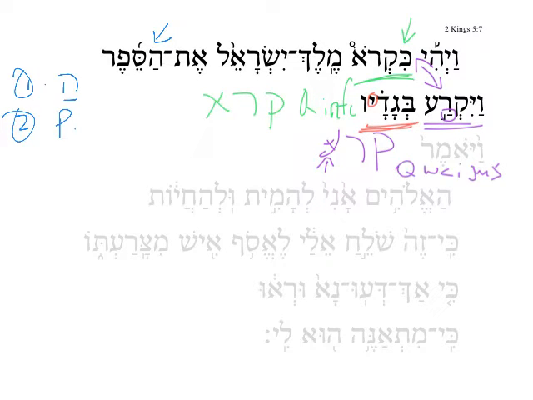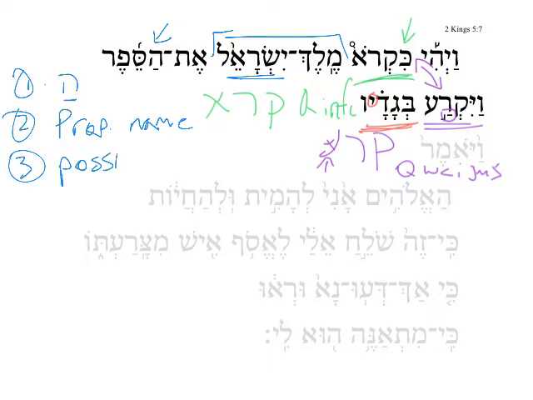Second is by a proper name. And so here we have Yisrael, and so that makes definite the king of Israel because it's in construct together with it. And thirdly, the use of the possessive pronoun. And so that's what we have in this case, his garments. So we have all three kinds of ways of making nouns definite, one right after the other here.